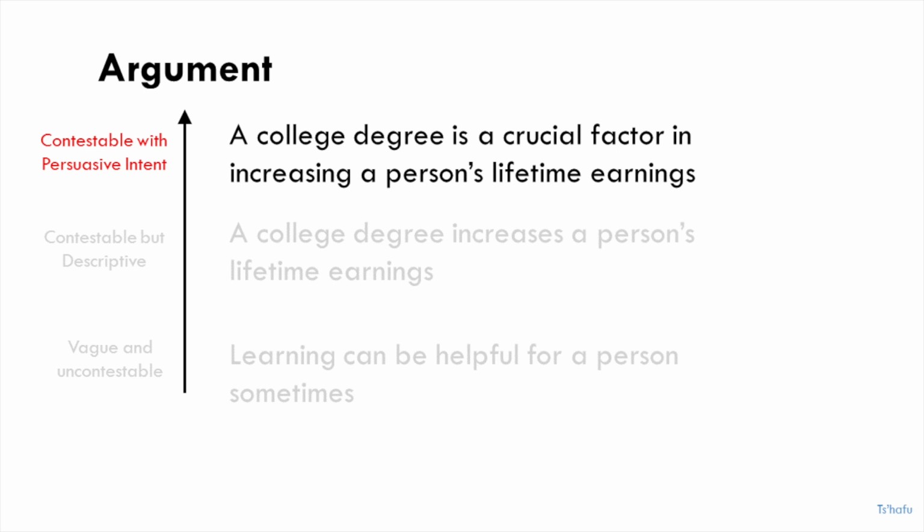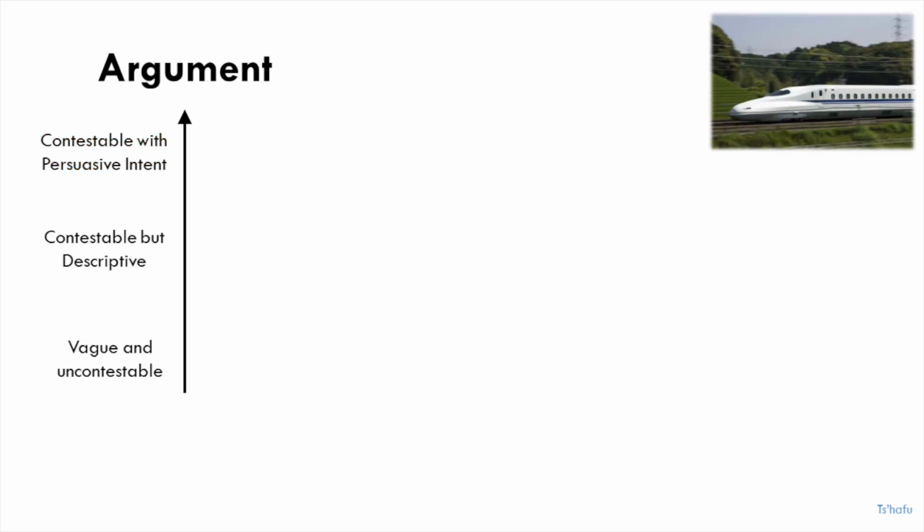So now here is something for you. You saw me earlier introduce the claim with the Japanese bullet train. So I want you to stop the video and for yourself try to formulate a thesis for each of these categories. One that is vague and uncontestable related to the Japanese bullet train, another that is contestable but descriptive, and lastly one that is contestable with a persuasive intent. So stop the video and try to come up with a thesis that would fit that. So go ahead.